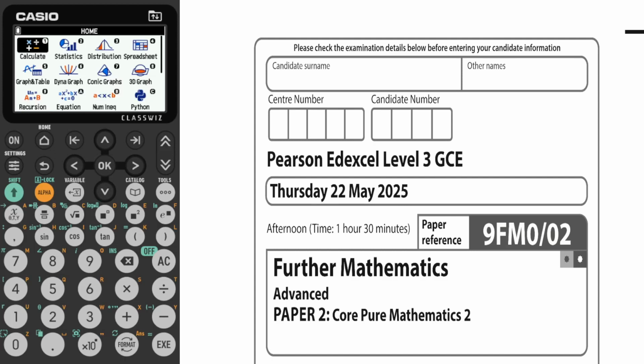This is the Edexcel A-Level Further Maths Paper 2 covering the Core Pure module, and this is from the 2025 series.